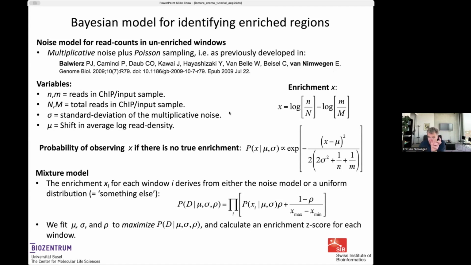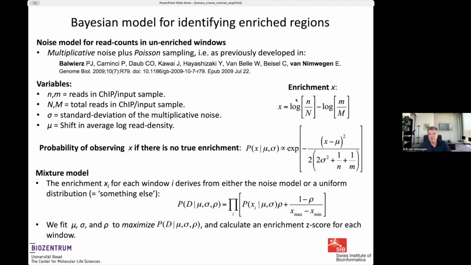Let's say we're looking at one window, and in the ChIP or foreground sample, we find little n reads, whereas the total number of reads in the foreground sample is capital N. So the fraction of reads that map to this window is little n over capital N, and we take the logarithm of this. Now we also have a background or input DNA sample, and in this background sample, little m out of a total of capital M map to this region. We also take the log. And so this is the log fold change of read density in the foreground minus the background.